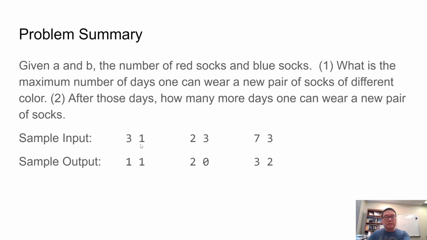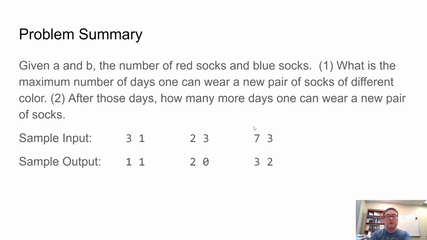These are some of the sample input and output. If we have 3 red and 1 blue, we can go 1 day with different colors, and after that we have 2 red left, so we can go 1 more day. If we have 2 red and 3 blue, we can go 2 days wearing different colors. After that, we only have a single blue sock. We cannot go another day because we only have 1 sock. So that's the way it is.